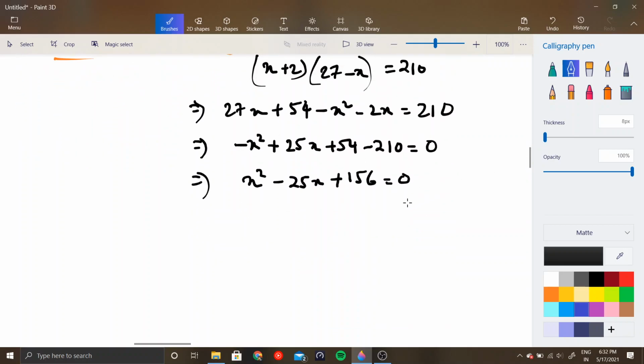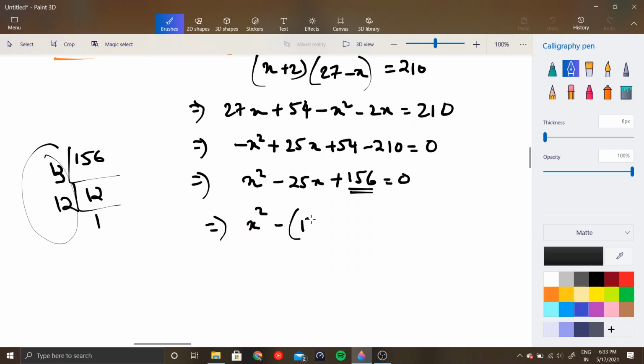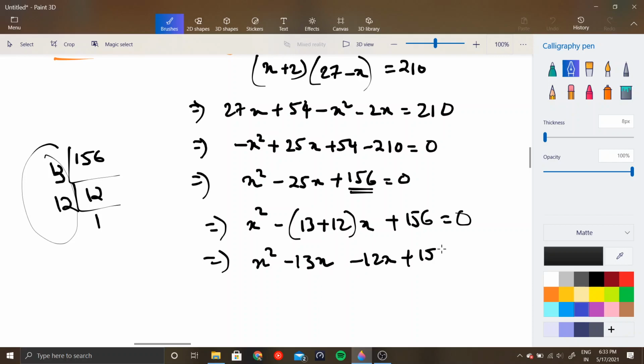Okay. So 156. You can use Sridharacharya's formula or you can use the factorization method, whichever suits you better. I'll just use factorization here for the moment. You factor 156 as 12 times 13, and 13 plus 12 is 25. So you'll have x squared - (13 + 12)x + 156 = 0. Then you will have x squared - 13x - 12x + 156 = 0.